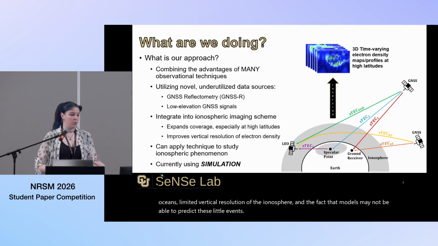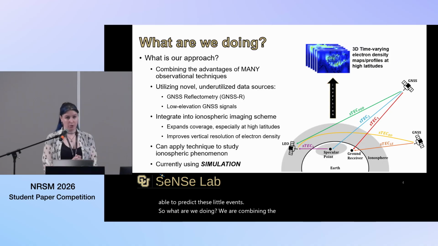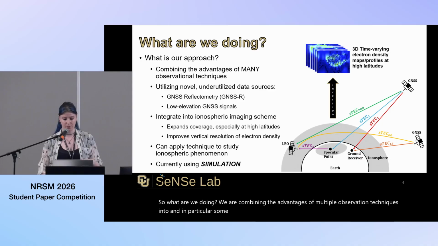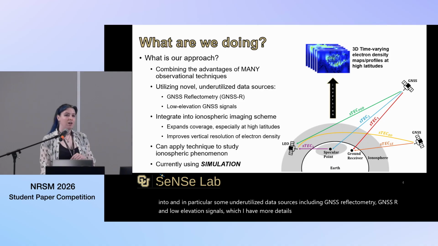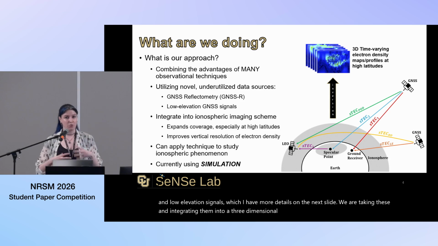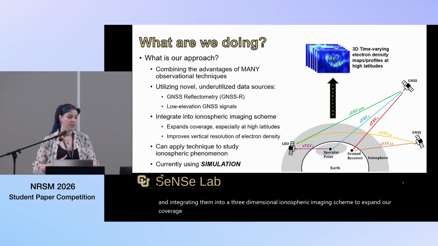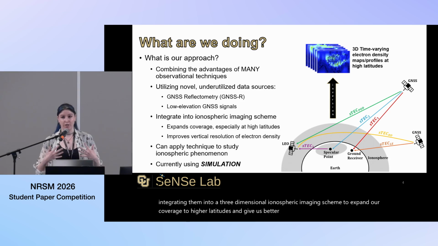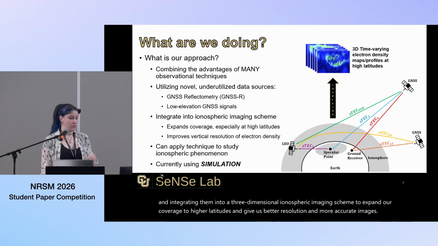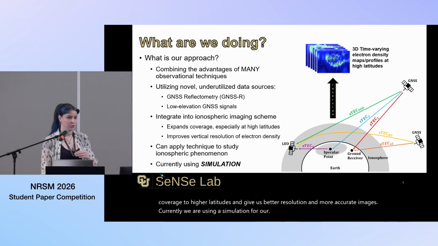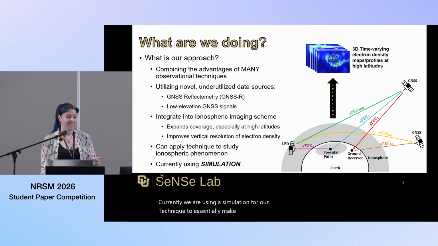So what are we doing? We are combining the advantages of multiple observation techniques and, in particular, some underutilized data sources, including GNSS reflectometry, GNSS-R, and low elevation signals, which I have more details on the next slide. We are taking these and integrating them into a three-dimensional ionospheric imaging scheme to expand our coverage to higher latitudes and give us better resolution and more accurate images. Currently, we are using a simulation for our technique to essentially make sure it's mathematically sound and test it out before bringing in real data and the noise that comes with that.